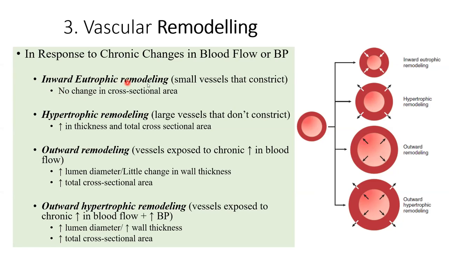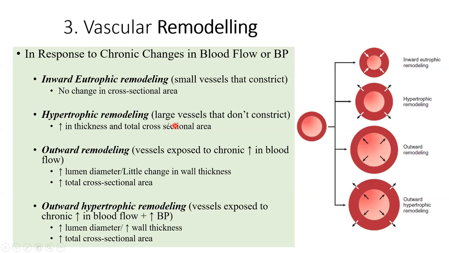Inward eutrophic remodeling is in small vessels which constrict, trying to resist the chronic change in blood pressure with no change in cross-sectional area, by readjusting the smooth muscle in the wall so that it absorbs the blood pressure. So that's one way things can happen which controls local blood flow.